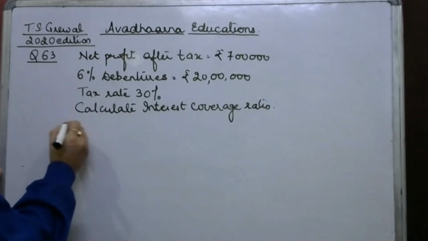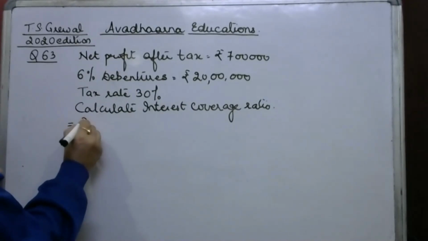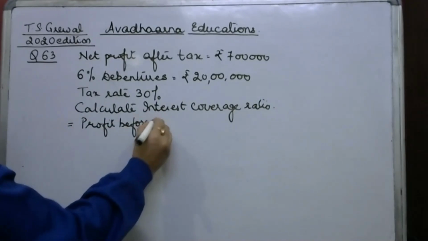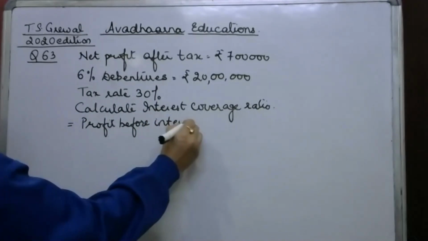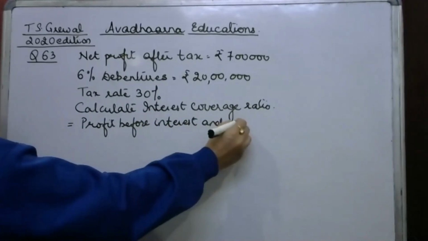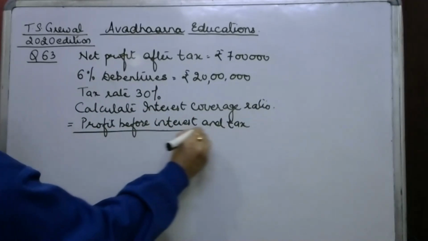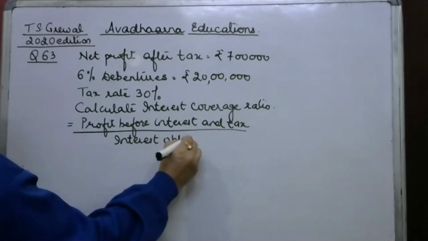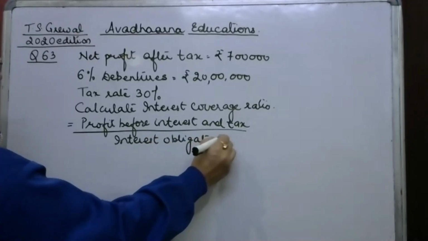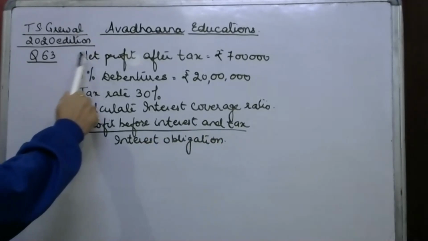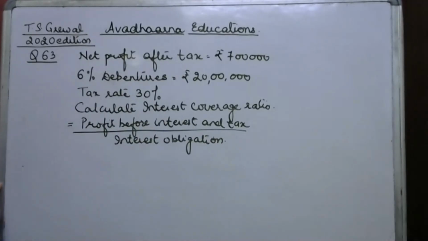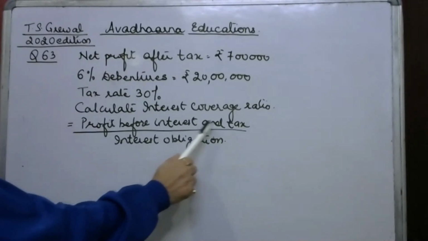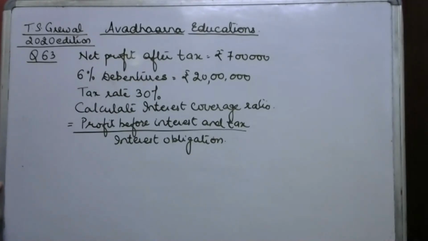Now we know that the formula for calculating interest coverage ratio is profit before interest and tax upon interest obligation, that is interest on long-term debt. But in the question, you see that we are given net profit after tax. So we have to first calculate the numerator, that is net profit before interest and tax. Now first understand the concept, beta.